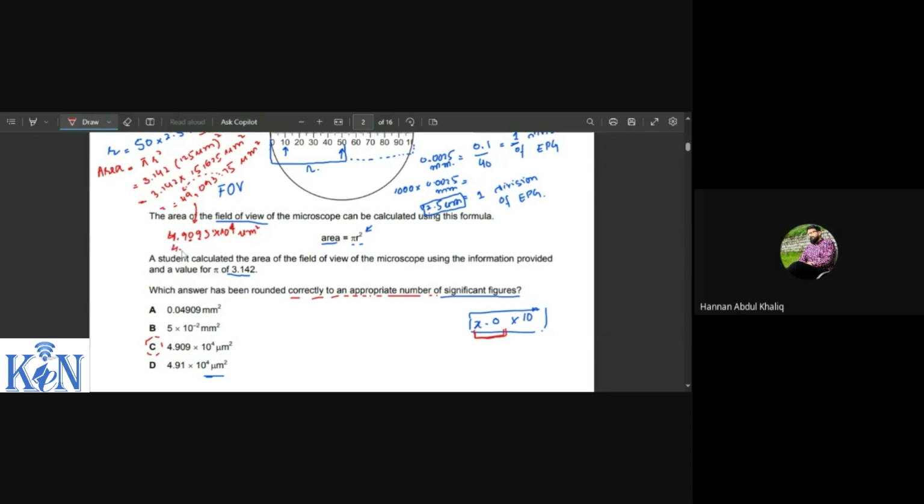So 4.91 into 10 raised to power 4 micrometer square. So this is your answer, and the answer is D.